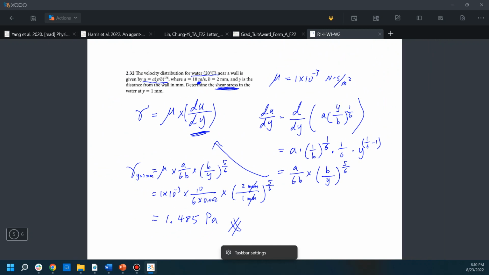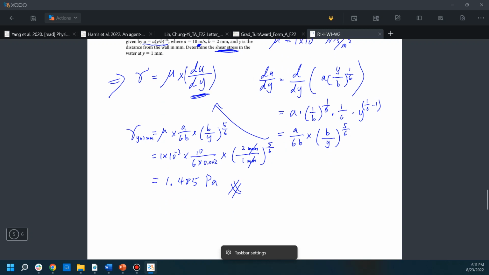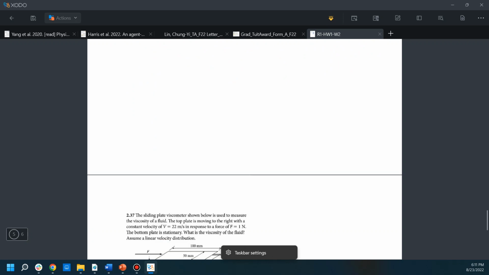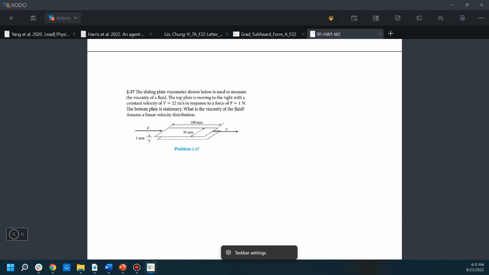So basically for this question you will need to know the equation for the shear stress as I show here and know how to do the differentiation, then you should be good for this problem. Okay, so let's move on to the next one, which is the last question that we have for the homework.